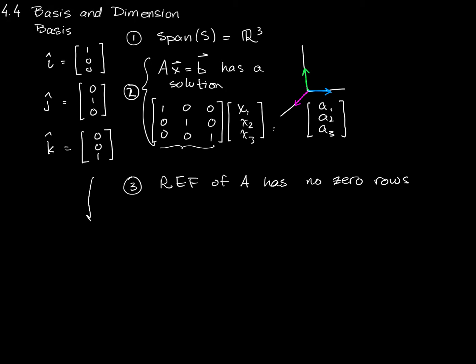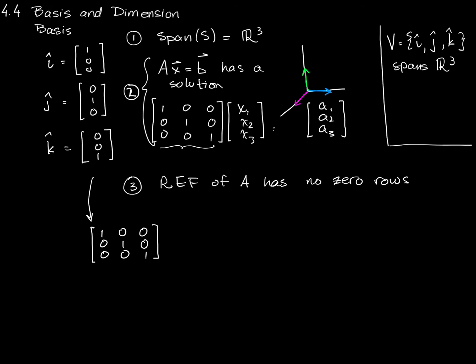So I'm going to make up a matrix with these vectors. I've already done it once, but I'm going to do it down here again just to make my point. There's matrix A. The reduced echelon form of A has no 0 rows. Well, this is the reduced echelon form of A because I'm dealing with the standard unit vectors, right? So there are no 0 rows. Therefore, since this statement is true, the span of S is equal to R3. So this collection of three vectors spans R3.